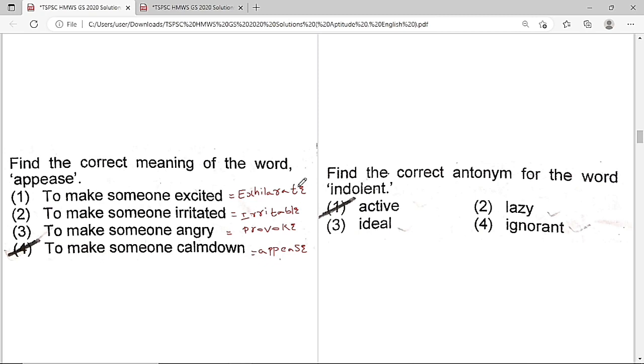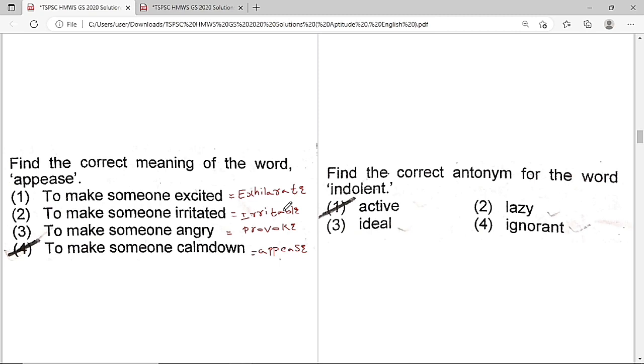So these things you always have to keep in your mind. These are the words and the corresponding meanings. Exhilarate means to make someone excited. Irritable means to make someone irritated. Provoke means to make someone angry. Appease means to make someone calm down. You have to keep this in your mind.